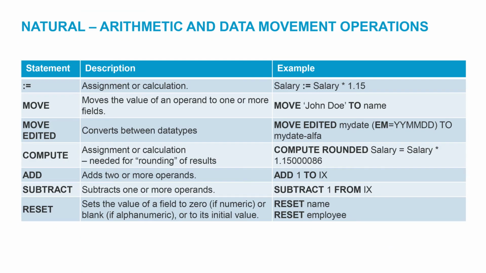In this tutorial, I've shown you the most common ways to assign values using the := syntax and the move statement. I've also given you an example of move edited to convert data types and the compute statement for calculations that need rounding. The add and subtract statements are often used to increment and decrement index values. Finally, reset is another commonly used statement as it can be used to reset variables or group structures to its initial value. For example, 0 or blank, depending on the data type.